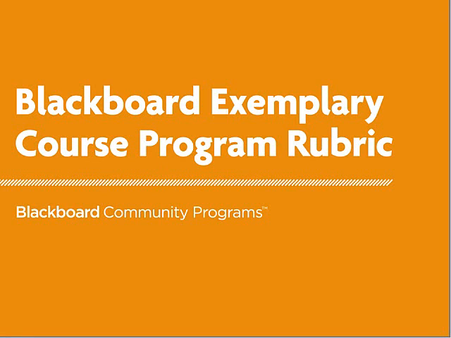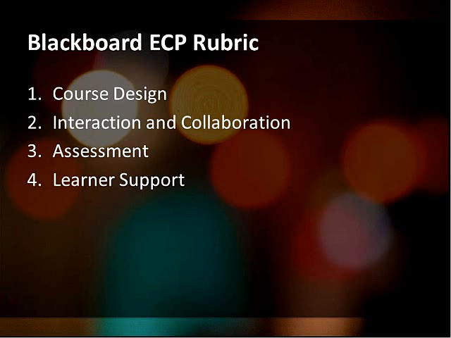When I was thinking about how I would go about getting us down that path, I felt like I needed a bit of a framework. And so to do that, I decided to look to the Blackboard Exemplary Course Program Rubric. The rubric basically breaks down the evaluation of the design of a course into 4 major categories: course design, interaction and collaboration, assessment, and learner support.